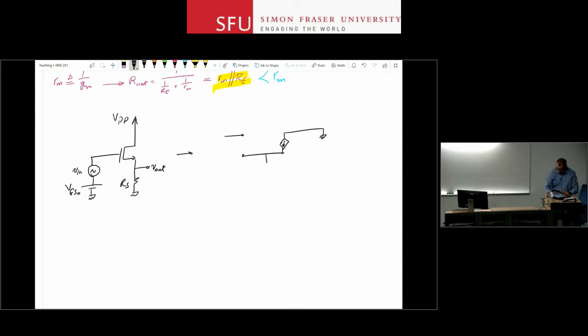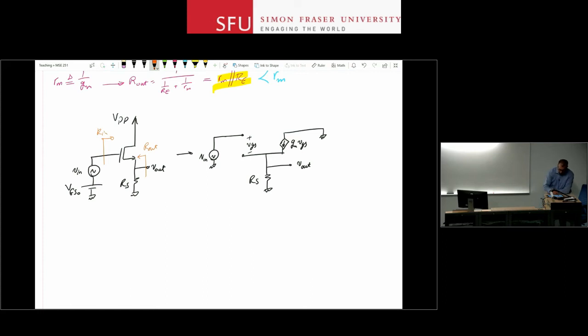Drain is grounded, source is down here, RS, V out here, GM, VGS. Now GM in this case is the GM of a MOSFET. And then the DC source here goes away for the small signal circuit. V in, V out, input resistance is what I see when I look this way, output resistance is when I look back. Okay? Now I want to figure out what is R in, R out, and voltage gain.